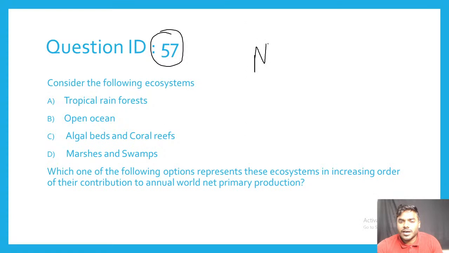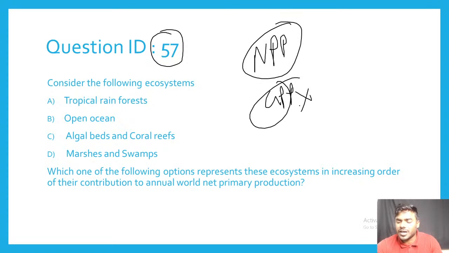See, they are asking among all which will contribute the most NPP, not the GPP, not the gross primary production. They have asked net primary production. Very good, Abdul. This is a direct question, friends. I don't need to explain this.